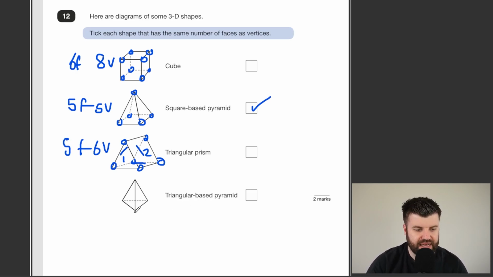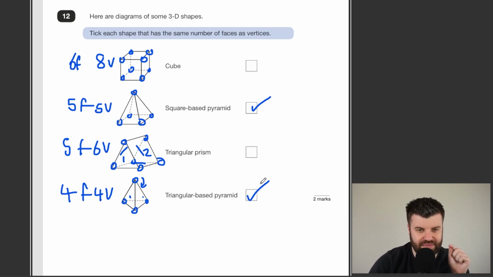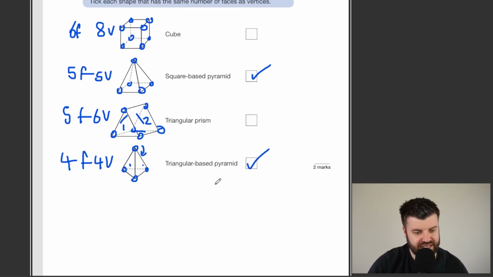And a triangular base pyramid. 1, 2, 3, 4 vertices. How many faces does it have? Well, it has the triangle at the bottom and then 3 triangles, 2 at the front here and then 1 at the back. So that is 4 in total. So the pyramids had the same number of vertices as faces.